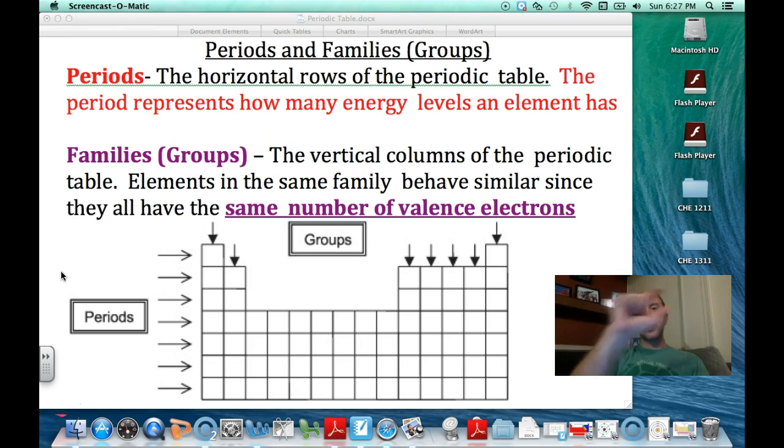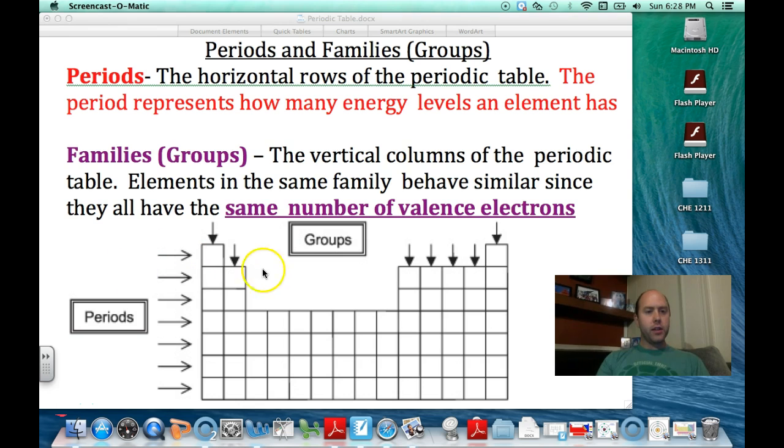First, we need to discuss what the horizontal rows and the vertical columns are called. Periods are the horizontal rows that go left and right. Periods tell us how many energy levels an element has. Sometimes they're called electron shells.